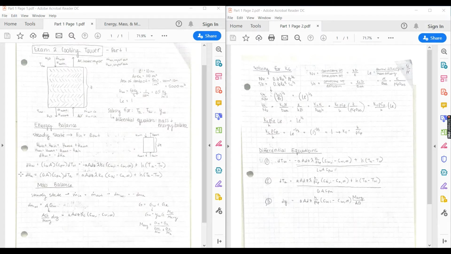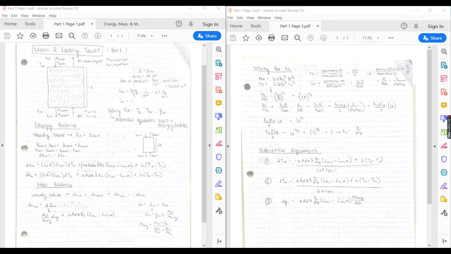We can also write the change in enthalpy of the air for this control volume. This can be written in the same way. So first we have the mass flow of the air and water vapor mixture per area times the area times the specific heat of air times the change in temperature of air.